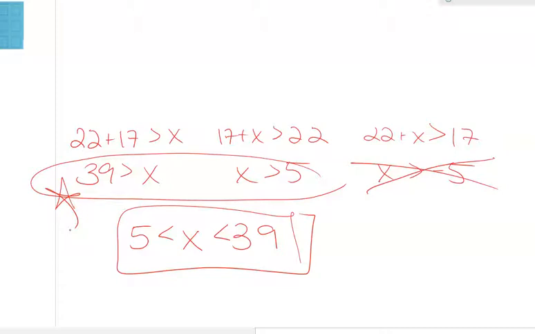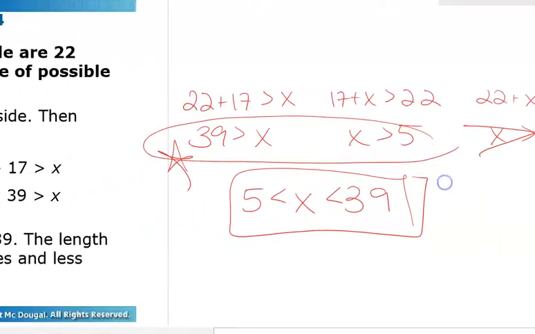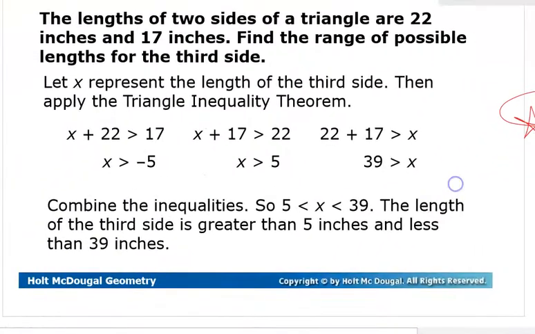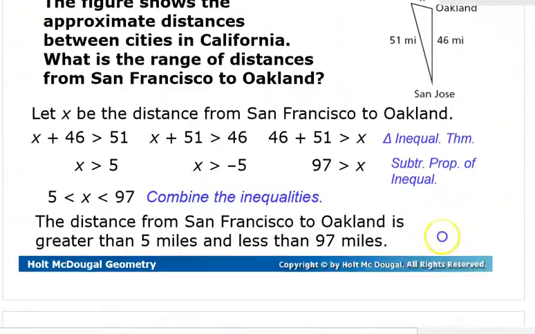Okay, so what this tells me is my third side could be anywhere between 5 and 39. We could have a really big triangle with the 39. We could have a really small triangle with the 5, but it could be any number in between there. And this is just finding the range for all the possible lengths of that third side.